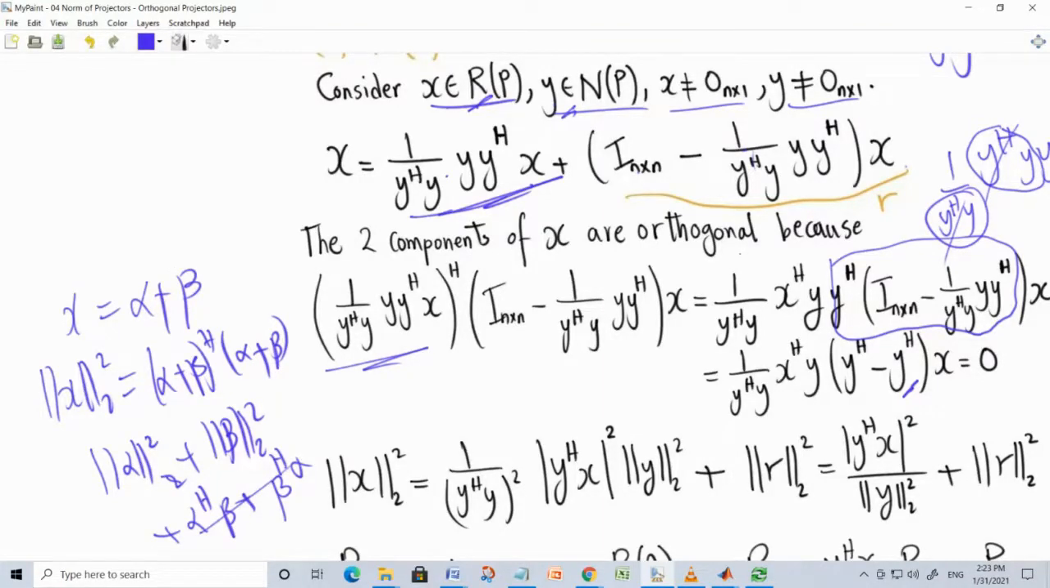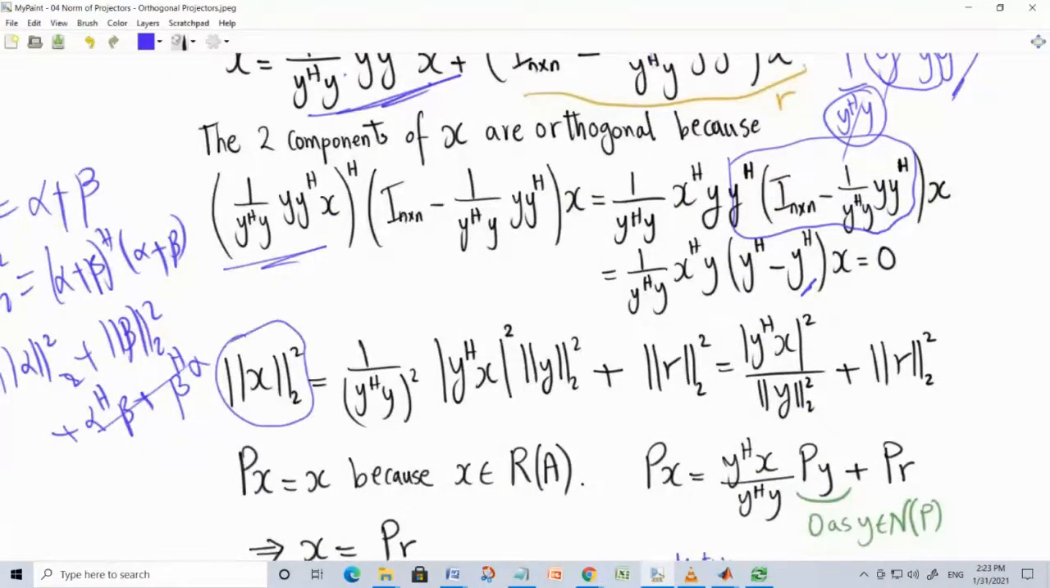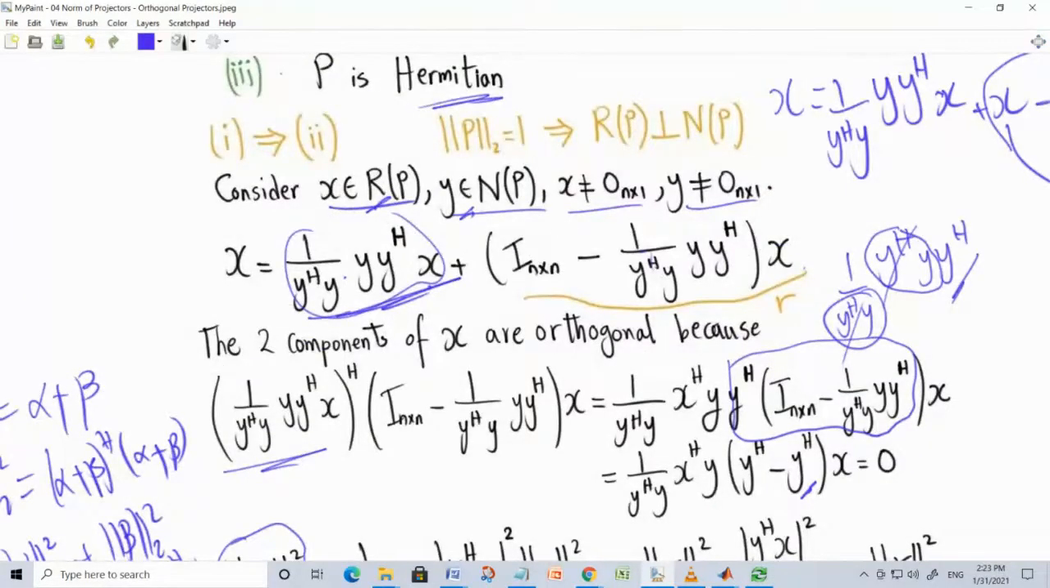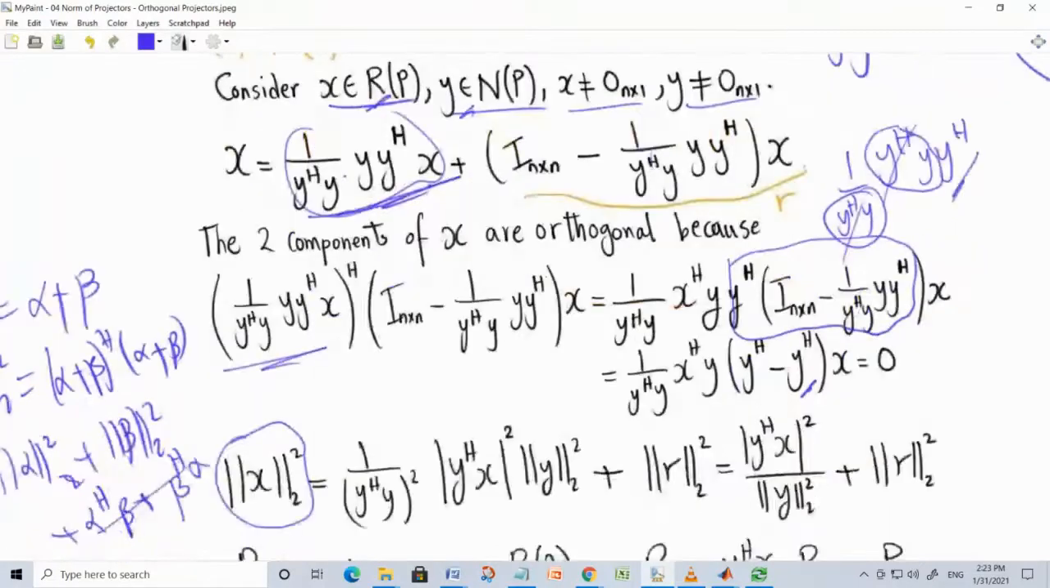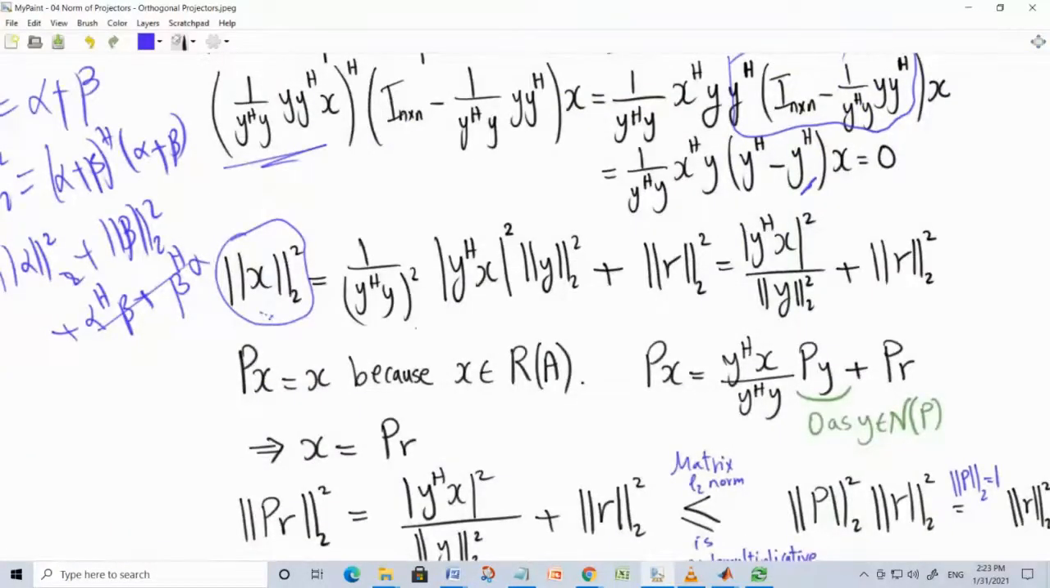Okay, so basically I did this first step to tell you that if you now compute the L2 norm squared of vector x, you just have the L2 norm squared of this term and the L2 norm squared of r itself. So I will take the L2 norm squared, which is given by this plus that. Again, there are cross terms, and the cross terms are 0 because you can verify they are orthogonal to one another. And so the L2 norm squared of vector x can be written as the magnitude squared of the inner product of y and x divided by the L2 norm squared of y, plus the L2 norm squared of vector r.